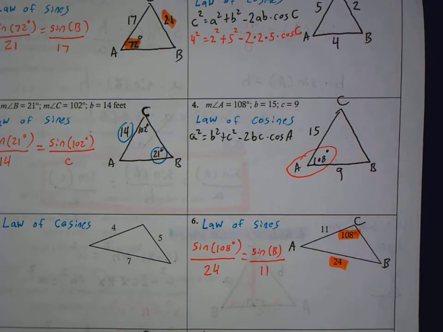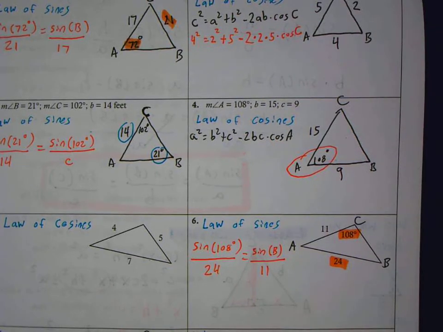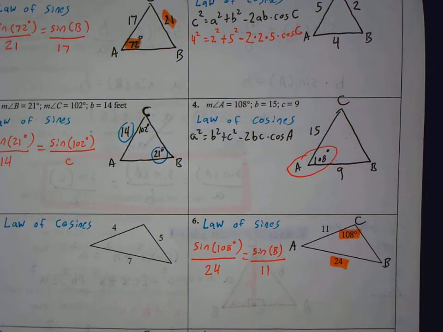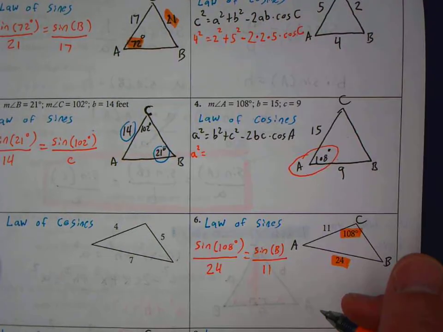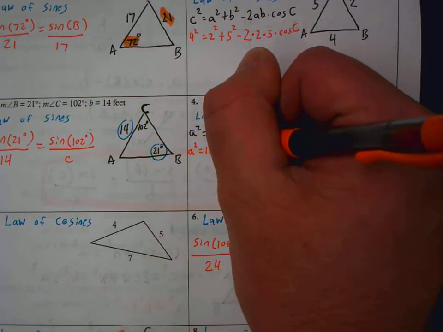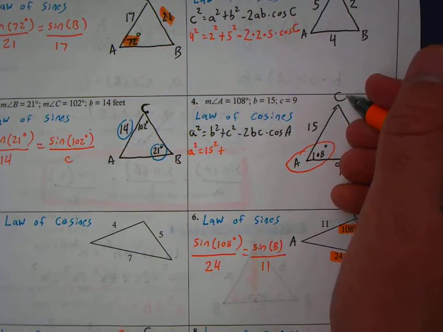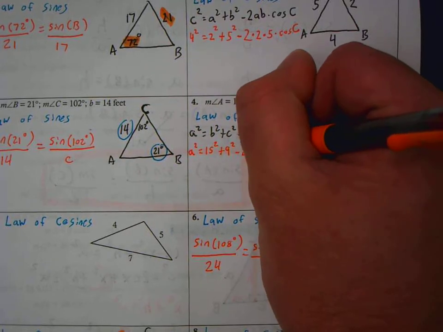And then fill in. Well, little a is, what's little a? We don't know. So we're going to keep it little a. What's little b? 15. What's little c? 9. Minus 2 times 15 times 9, right?